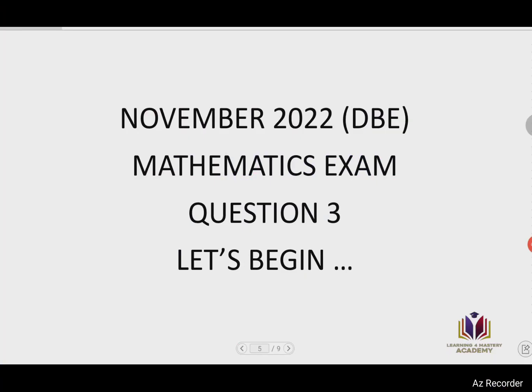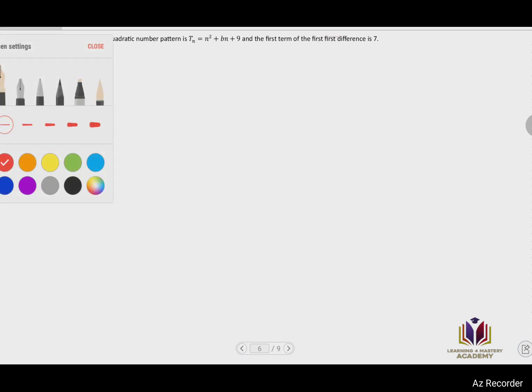In today's lesson, we're going to be looking at the November 2022 DBE Mathematics exam, question 3. Let's begin. The first question reads as follows. It is given that the general term of a quadratic number pattern is Tn equals n squared plus bn plus 9, and the first term of the first difference is 7. Okay, just ignore the two firsts there. I'm just going to shade one, right?